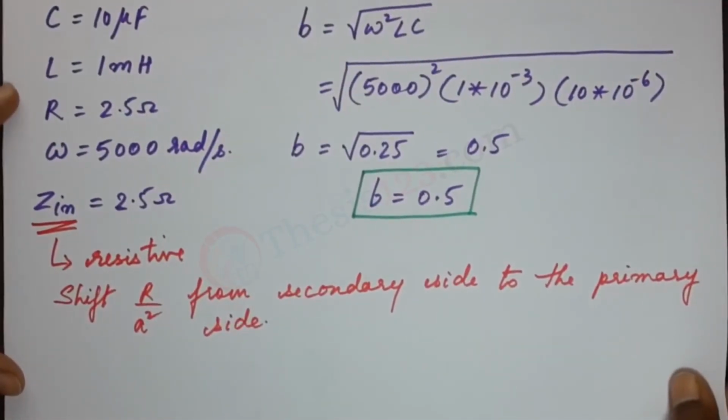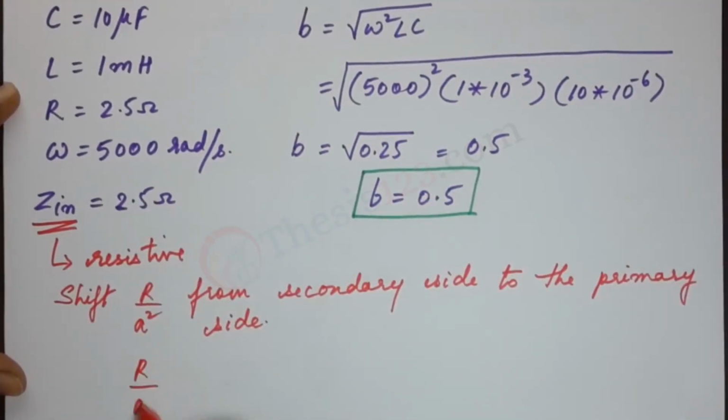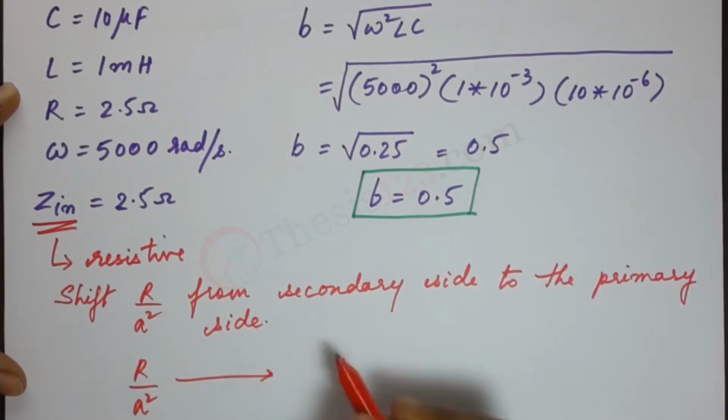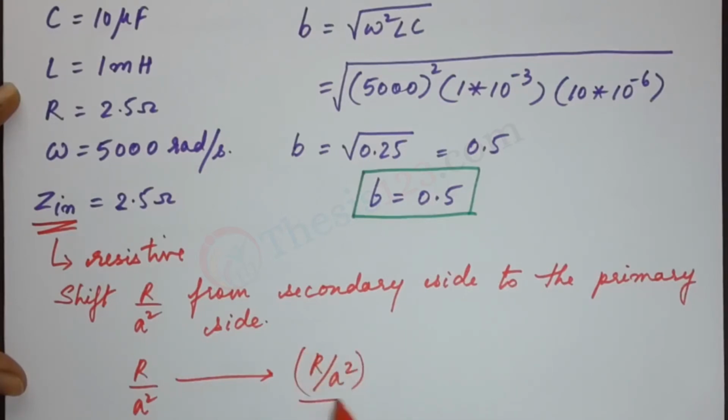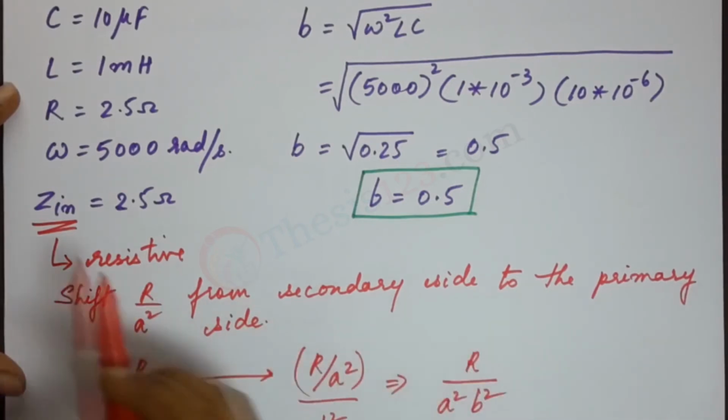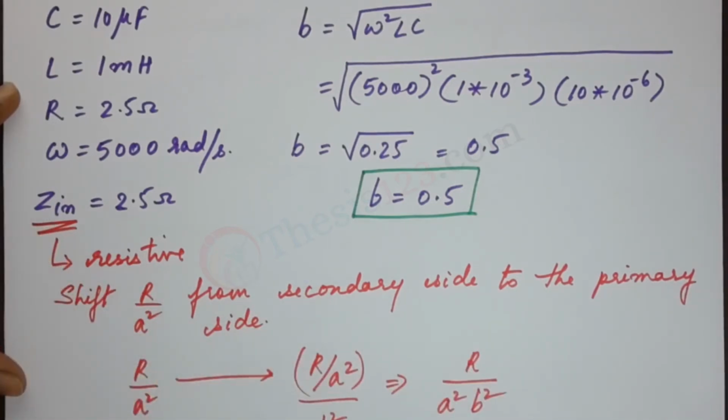Now I'll put that down here. So R by A square from the secondary side, when shifted to the primary side, it becomes R by A square divided by B square, which is R by A square B square. Now this is equal to Z in because it is resistive. Z in is equal to R by A square B square. So let's substitute the values of Z in, R and B, solve it to find the value of A. I hope this is clear so far.